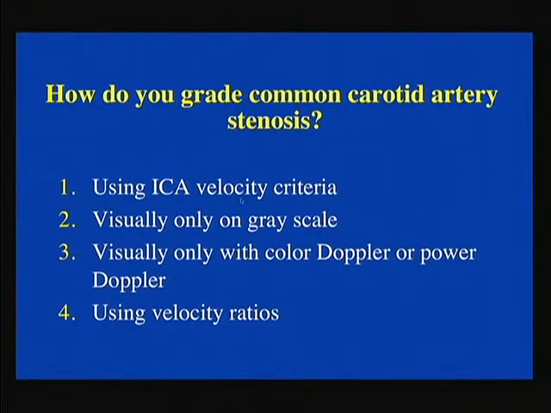Well, you could use the ICA velocity criteria. So it's, what did I say, 252? So greater than 70. That make sense? Another way is to say, well, forget about that color Doppler. Let me look at the plaque, and I'll do it visually, because there's not really any criteria for the common. That's going to fly. I'm just going to use the color Doppler or power Doppler.